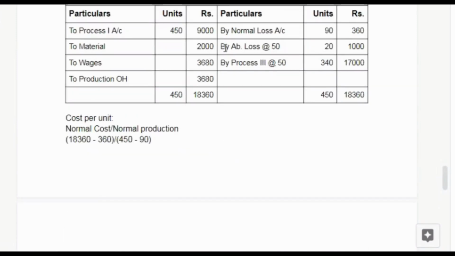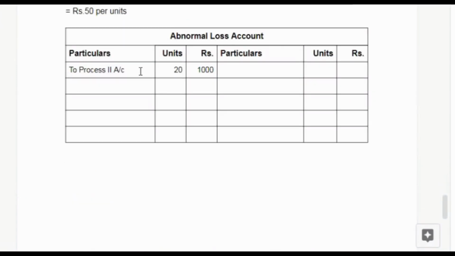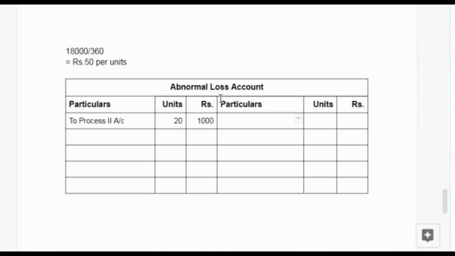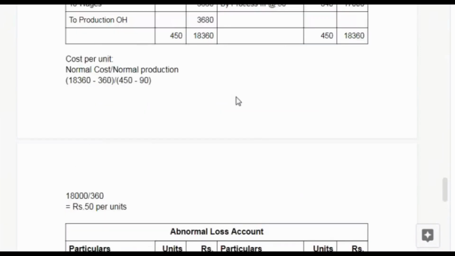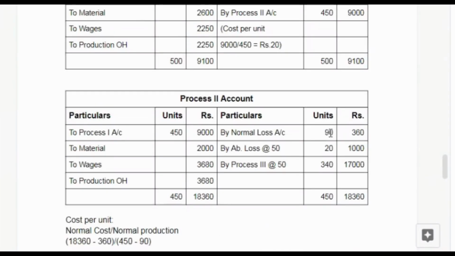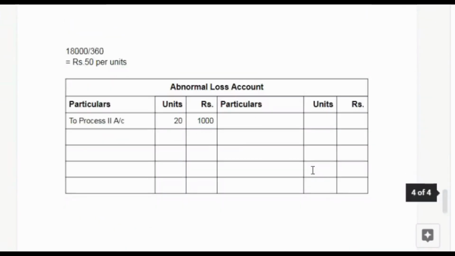Means this credit entry is transferred here on the debit side. Correct? And it is loss, and loss is always sellable at the scrap value, and the scrap value, as I mentioned here, is 4. Right? We multiplied by 4 rupees. Clear? What is the scrap value of Process 2? 4 rupees. 90 was multiplied by 4 only, so here also we will multiply by 4. So on the credit side we will write "By".